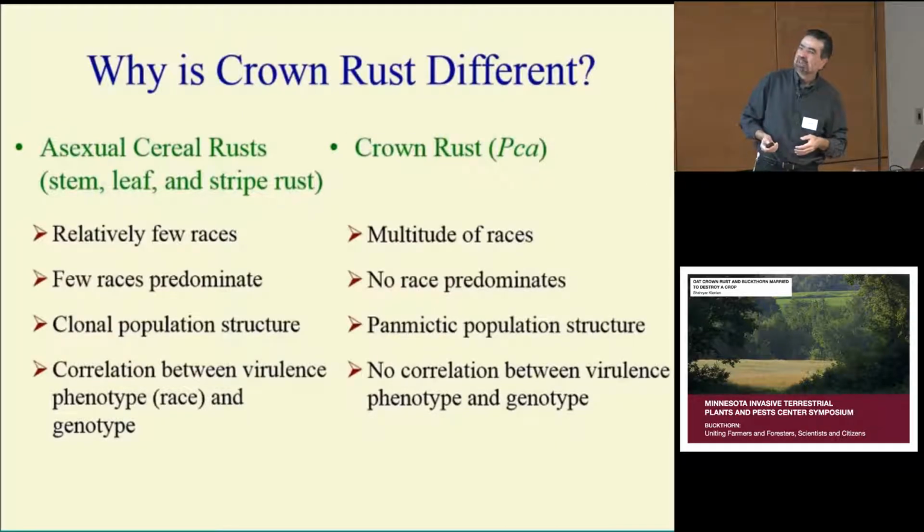So what that sexual cycle does on buckthorn is essentially create a multitude of races.